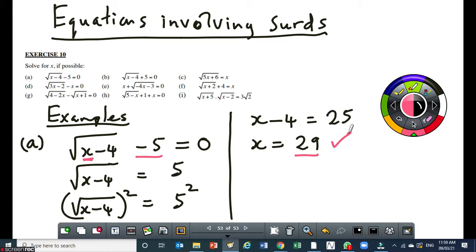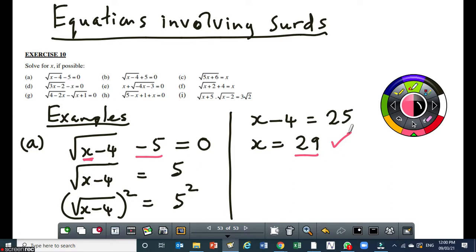So you may need to check. In fact, I encourage you to check every time you do questions on surds. Just do a quick check to make sure that your answer is 100% correct. Okay, because not all solutions are valid when you are dealing with equations involving surds. All right, so that's the first question.